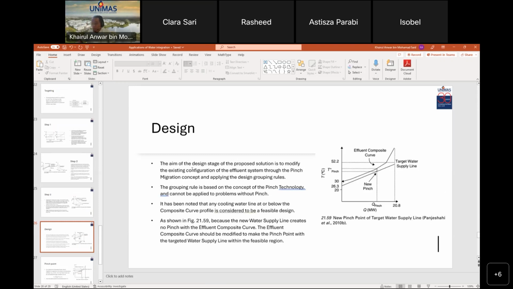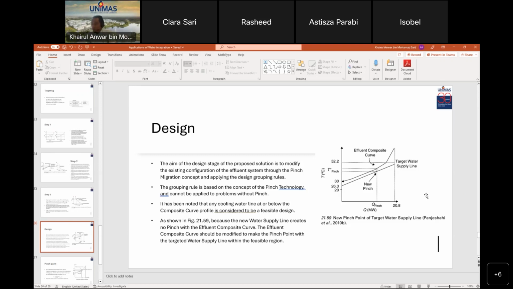The aim of the design stage of the proposed solution is to modify the existing configuration of the effluent system through the pinch migration concept, applying the design grouping rule. Pinch migration means temperature shift.